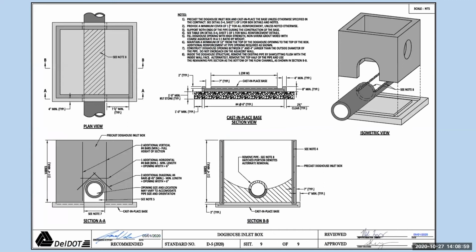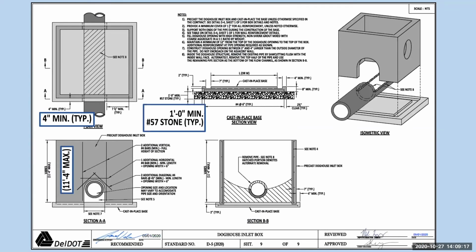The doghouse inlet box had just some more detail added to it. You see, we call out a minimum thickness for the slab, a maximum height of the doghouse inlet, which goes up now. We added the 1 foot minimum of number 57 stone.